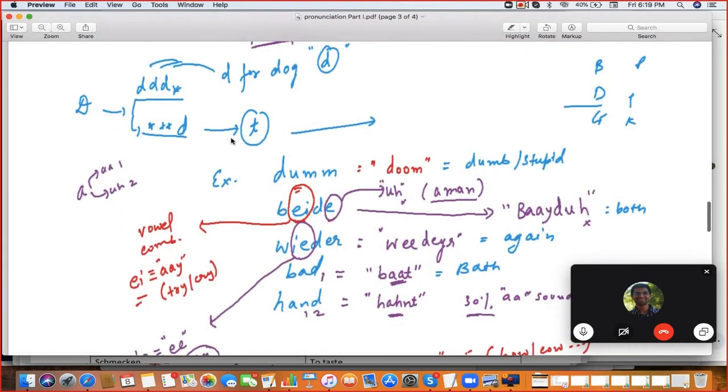Next is D. D in the end is T. Beginning or middle, it's D for dog. D in the end is ending T. So speak the first example: Bade. First, Doom.